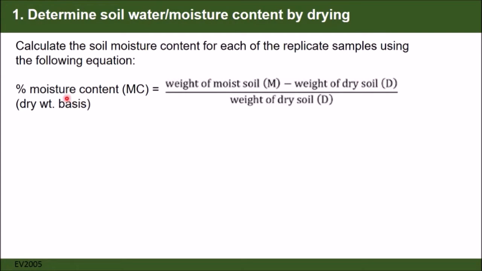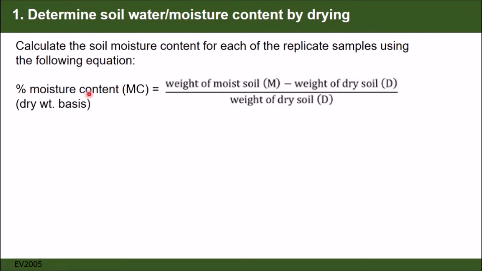So what we want to calculate is the percent of moisture content. This is the water content, MC, moisture content. And this is easy. You just calculate the weight of the moist soil minus the weight of the dry soil, divided by the weight of the dry soil. Okay, and this gives you the percent of moisture content.